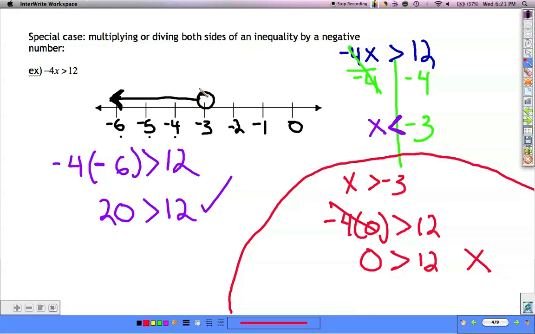So whenever you divide or multiply by a negative number on both sides, it's very important that you remember that it's on both sides. If it's in the process of solving the inequality, then you just have to flip your little symbol of inequality over.